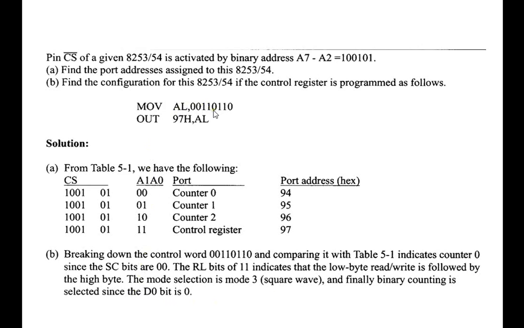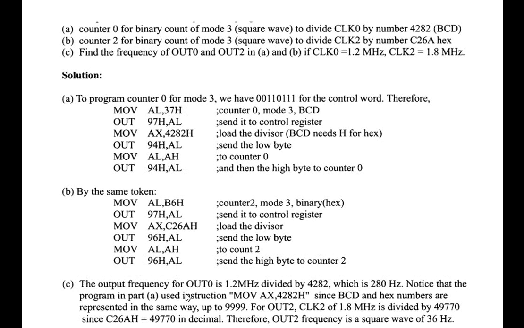Now the mode selection. In the mode selection section we have 0 1 1, which is mode 3, the square wave generator. So in this mode we generate square waves, and finally at the D0 position we have 0. That means a binary counter is selected since D0 is 0. If it was 1, then the counter would be BCD. Moving to the next.